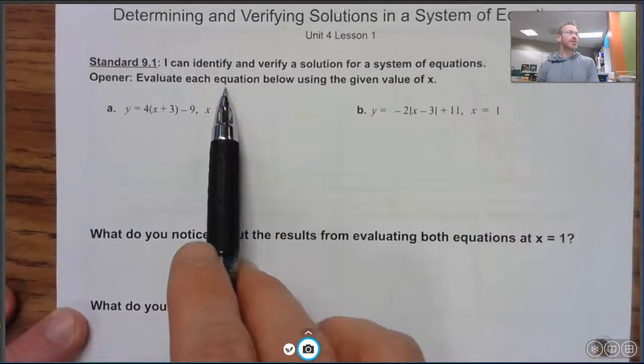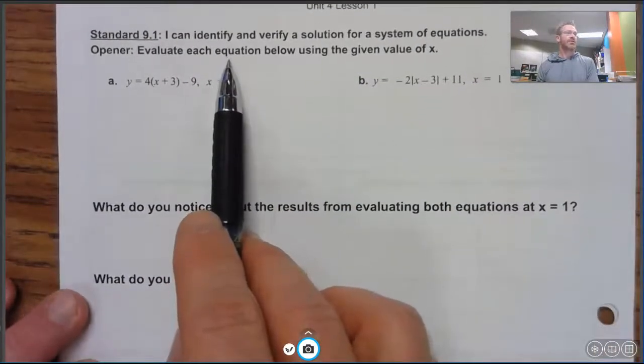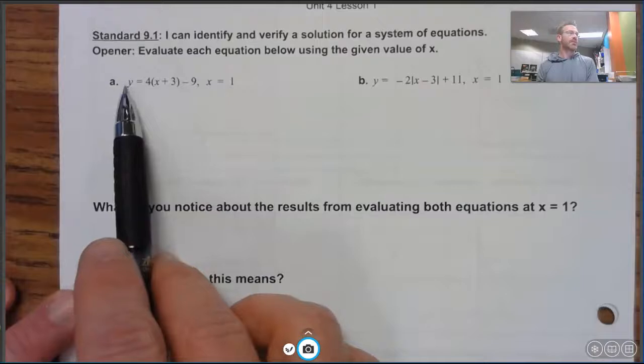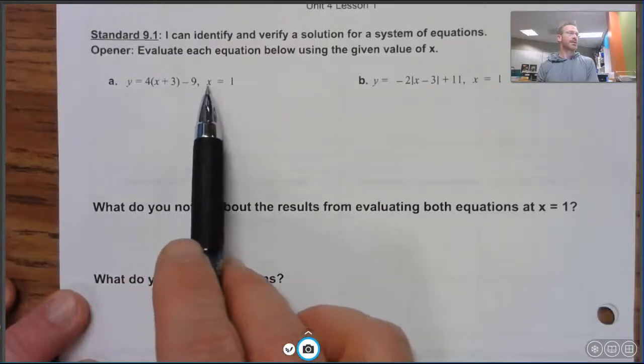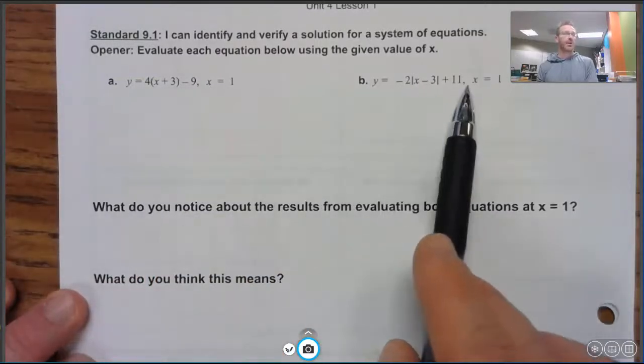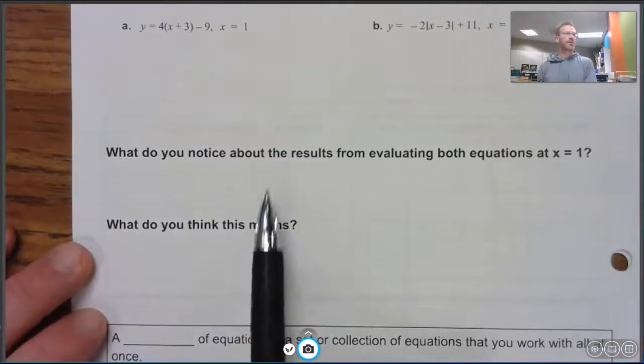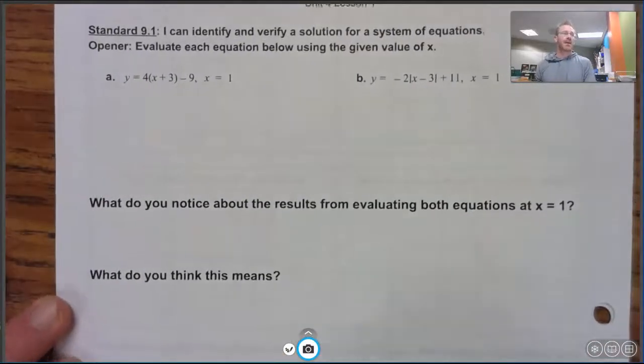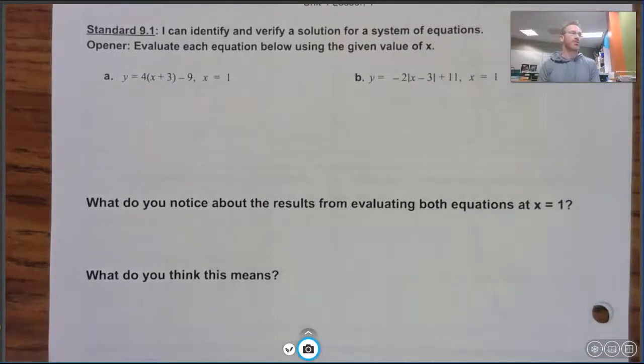So here's what I want you to do. As soon as I finish talking, I want you to pause the video. I want you to evaluate this linear equation for x equals 1. I want you to evaluate this absolute value equation for x equals 1. And then tell me what you notice and what you think that might mean about the y values once you are finished. So go ahead, pause the video, do those two problems, flip it back on, and we'll see how you did.